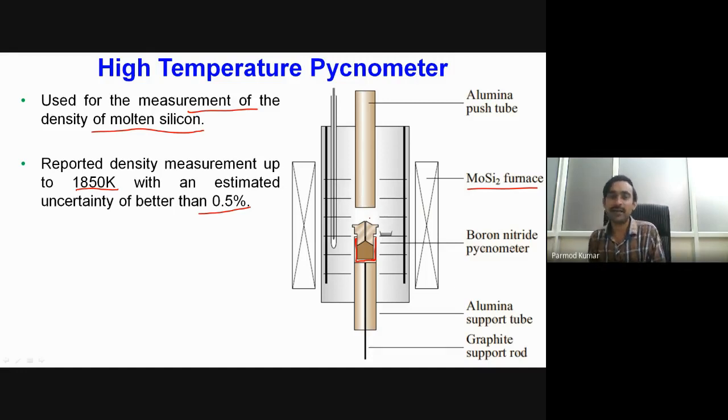The volume of this pycnometer cell is already known, so it's a fixed volume type only, but it is used for high temperature applications. And once we are having the liquid molten metal inside, it is taken out and its weight is measured, and based on that weight calculation we are measuring the density.